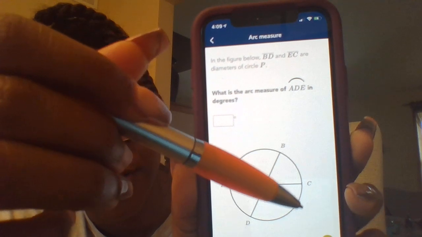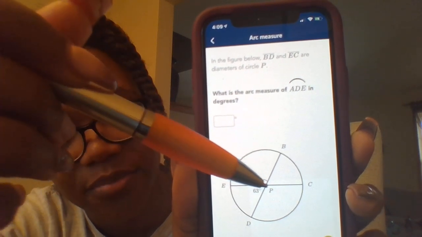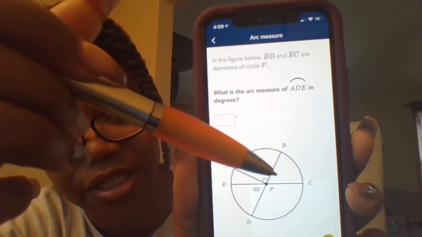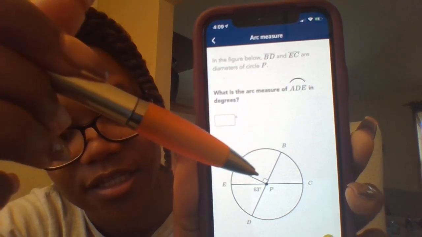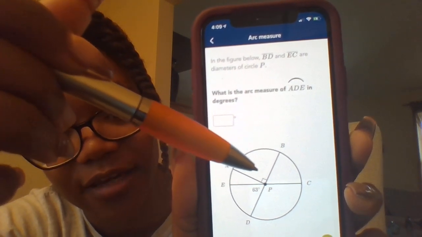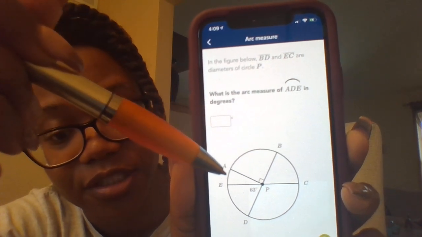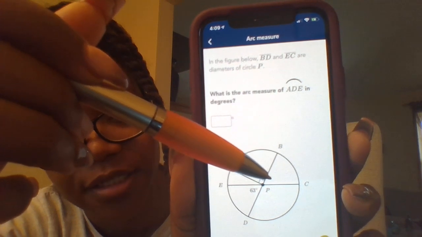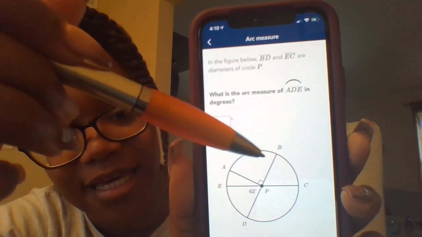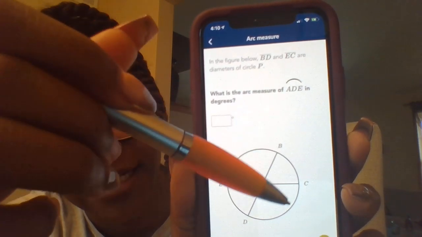So my brain told me, okay, well, I know that this part is 180, right? Because that's half the circle. I know this part is 63 because I have vertical angles. And I know this part is 90 because of this right angle. So what I'm going to do is do 180 plus 63 plus 90. And that will get me this arc ABE.